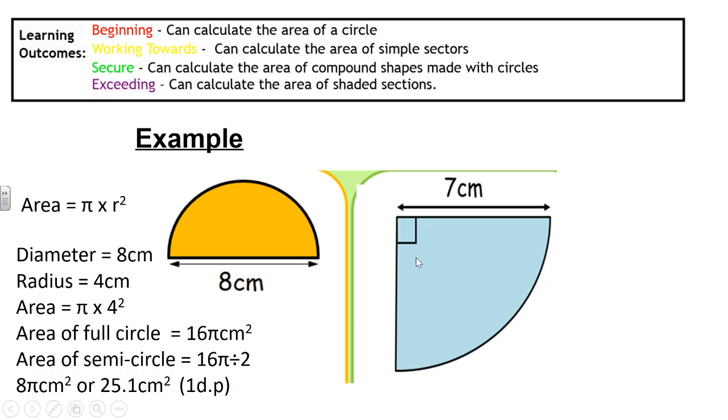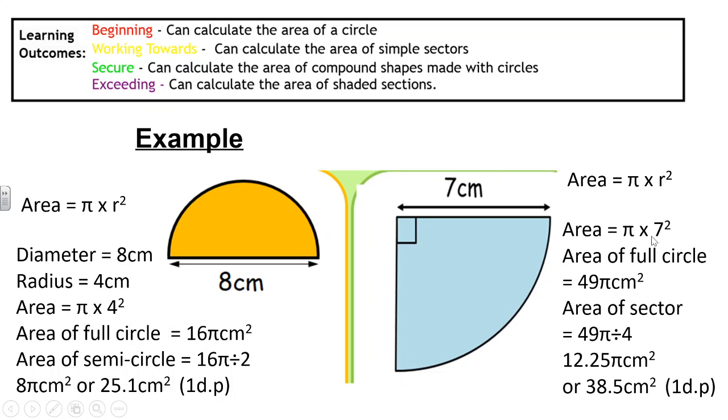This next one then, we actually have a quarter of a circle. So if we imagine this being a full circle that went all the way around, okay, we could see that 7 centimetre is a radius. It'd go from the middle to the edge. So we have a radius, which means we can put our 7 straight in.